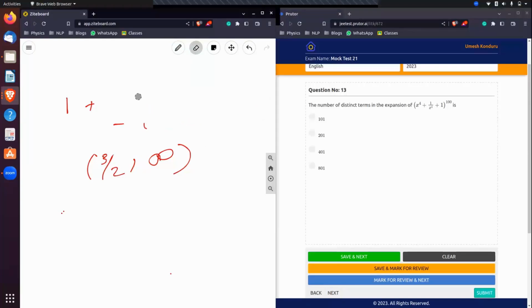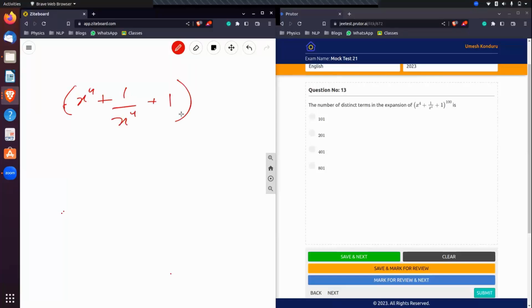I think this is a pretty straightforward question, because it might look intimidating, but it's really straightforward. They're just asking you how many distinct terms you can get, which means how many distinct powers of x you can get. So that will just be all the possible powers of x to the power 4n, where n goes from 1 to 100. And similarly 1 by x to the power 4n, where n goes from 1 to 100. And then you'll also have a constant term. So you'll have 201 terms in total.